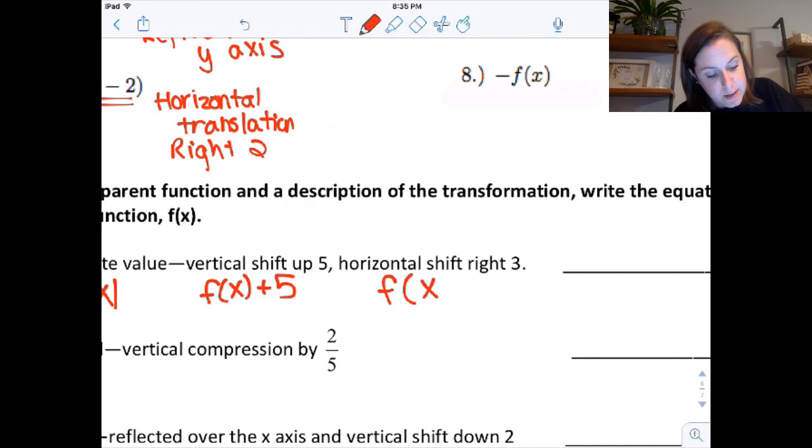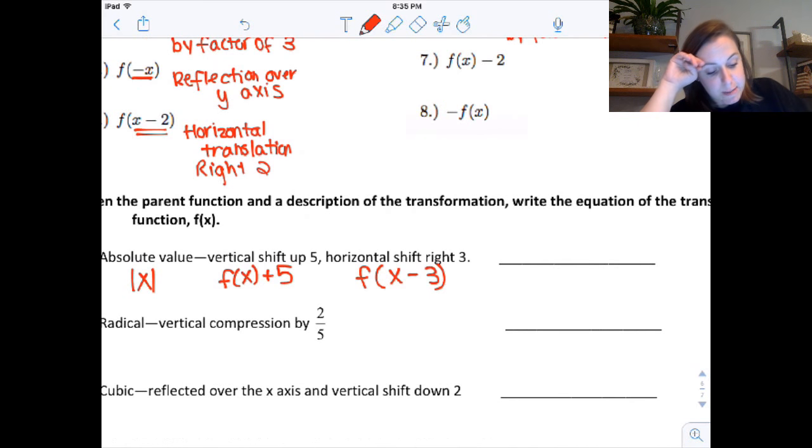So here's what I'm going to have. F of x equals, or actually, I'm going to call this something else because f is our original. So I'm just going to say y equals absolute value of x minus 3 plus 5. So the minus 3 moves it to the right, the plus 5 moves it up.